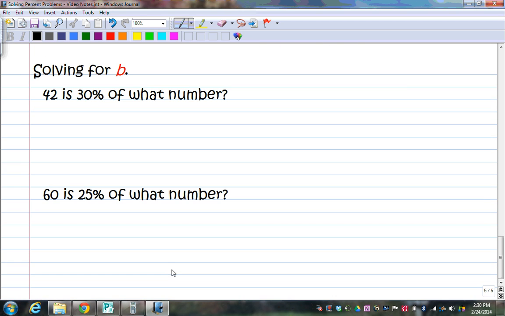Here we're solving for B. These start out with 42 is 30%, and then it's of what number? So it's of what number? We're solving for our B here. So again, this gives away that is our percent. And then 42 is our A value. That's where I said sometimes that is gives it away, but it's not always, okay? So then, of what number? We're solving for B.